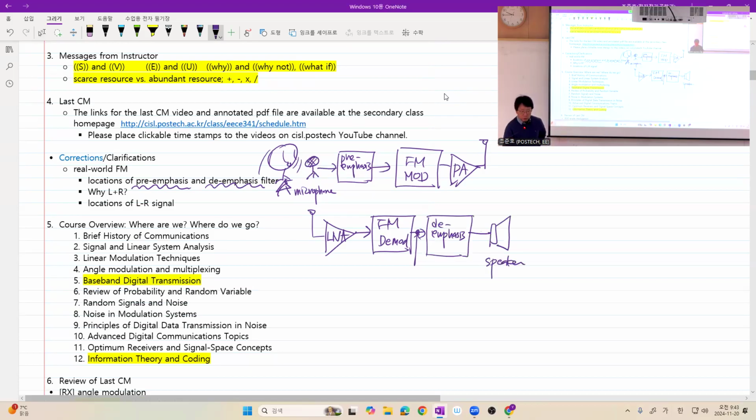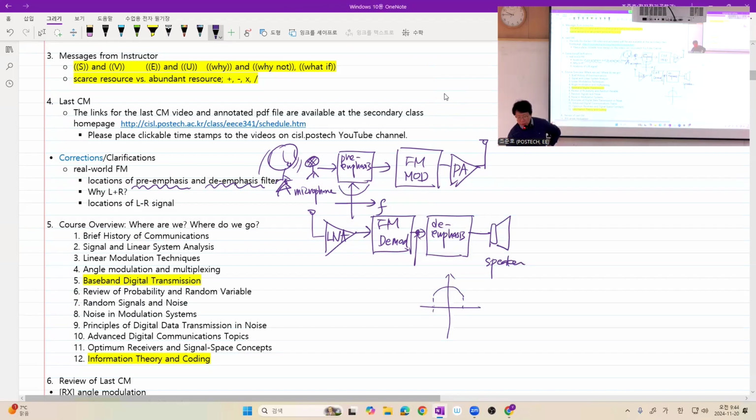Got it? So the pre-emphasis filter basically is a high-pass filter, but it does not remove the low part. So in the frequency domain, it has something like this. Got it? So this de-emphasis filter kind of reciprocates this amplification of the high frequency part. Why do we do that? And so this is what happened.